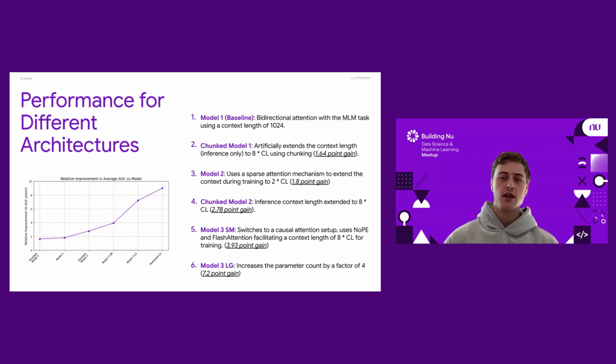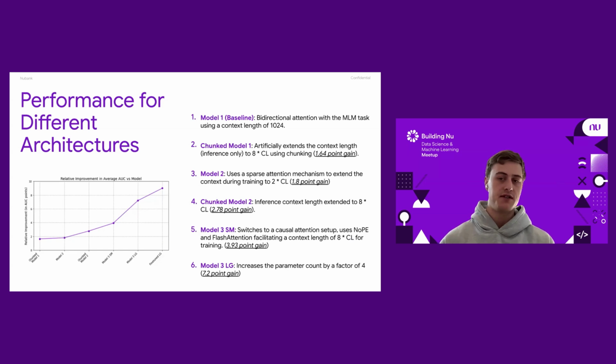So the models we tested, starting with the baseline, model 1, which is not shown in the graph because we're showing the relative improvement over that model, is simply a bidirectional attention model, so a BERT style model trained with the masked language modeling task. Then chunked model 1 is an initial attempt at trying to extend the context length of these models, but this is purely done at inference time.